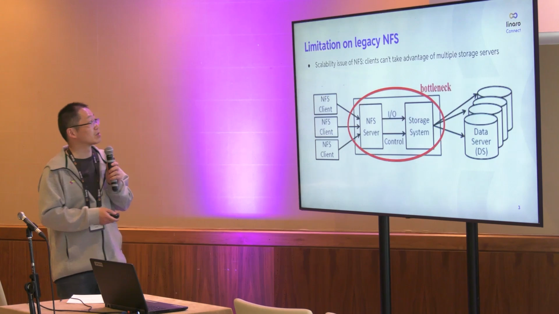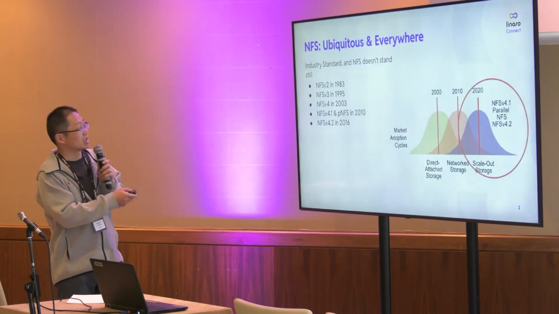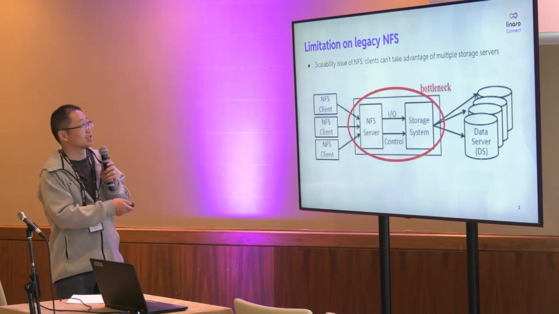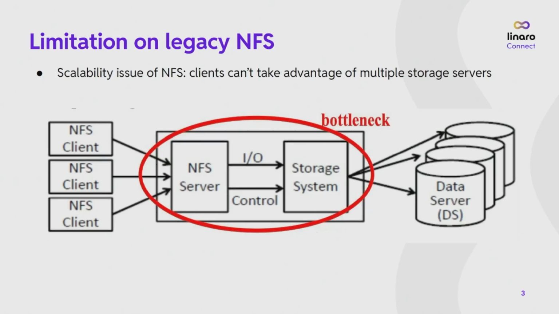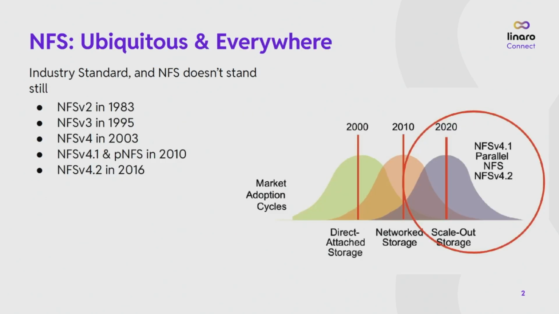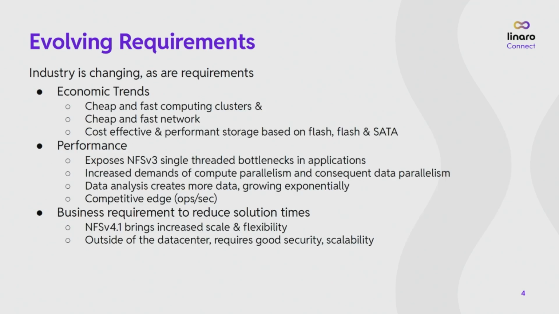Okay, here we talk about the limitation of the legacy NFS. Legacy NFS actually means V2 and V3. We can see that there's only one NFS server that communicates with the storage systems, and the I/O stream and the control stream all go through the NFS server. So it's the bottleneck of the whole system. And in NFS v4.1, the parallel NFS, the limitation is removed.